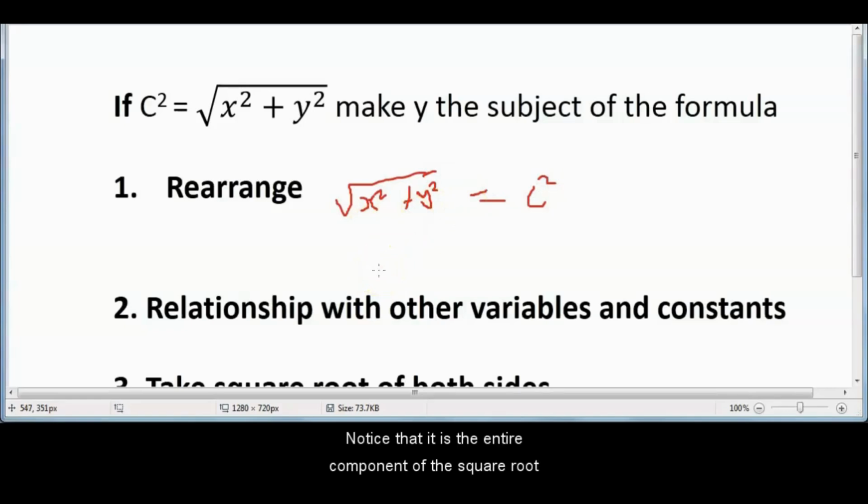Notice that it is the entire component of the square root, x square plus y square, and not y square alone, that has been shifted to the left hand side of the equation. Now what is the relationship of y with other variables on the left hand side of the equation? Y square is attached to x square by a positive sign. Y square is also enclosed inside the square root bracket.